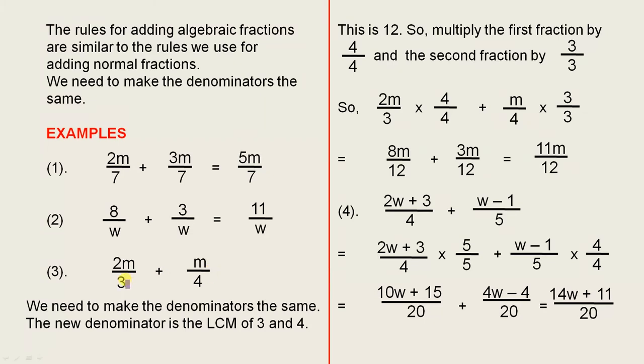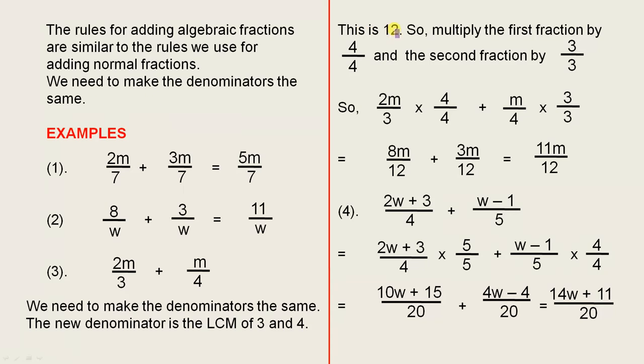Notice the third one here, the denominators are different, so we have to find a way to make them the same. How do we do that? Well, the 3 and the 4, those two numbers are used to find the new denominator. The new denominator is the LCM of 3 and 4, the lowest common multiple of 3 and 4. In simple English, it is the smallest number that 3 and 4 will divide into evenly. That is 12. You know that from your times tables.